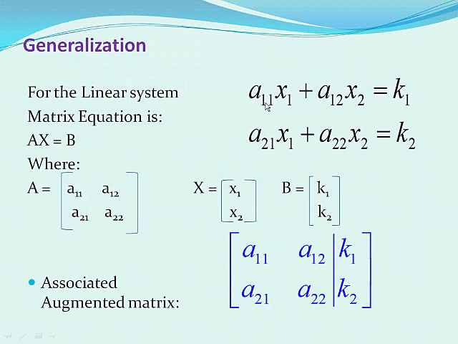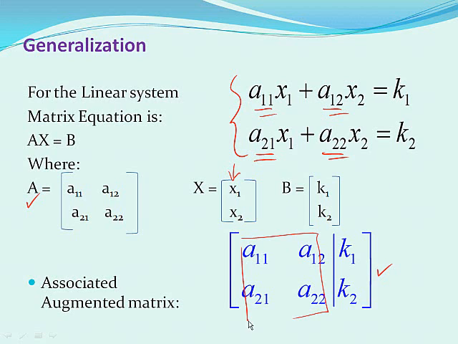So this is a little more general way of writing it. We have all the coefficients collected as the coefficient matrix. The two variables x1 and x2 are written as a column matrix, which is our capital X, and the right hand side constants k1 and k2 are written as the matrix B. We also have the augmented matrix form: the coefficient matrix, then a vertical line, and then the column matrix k1, k2.